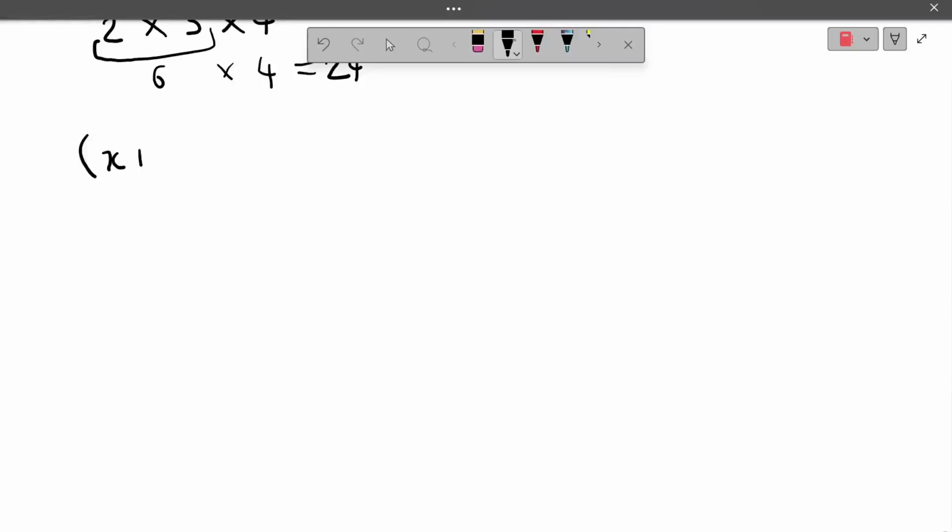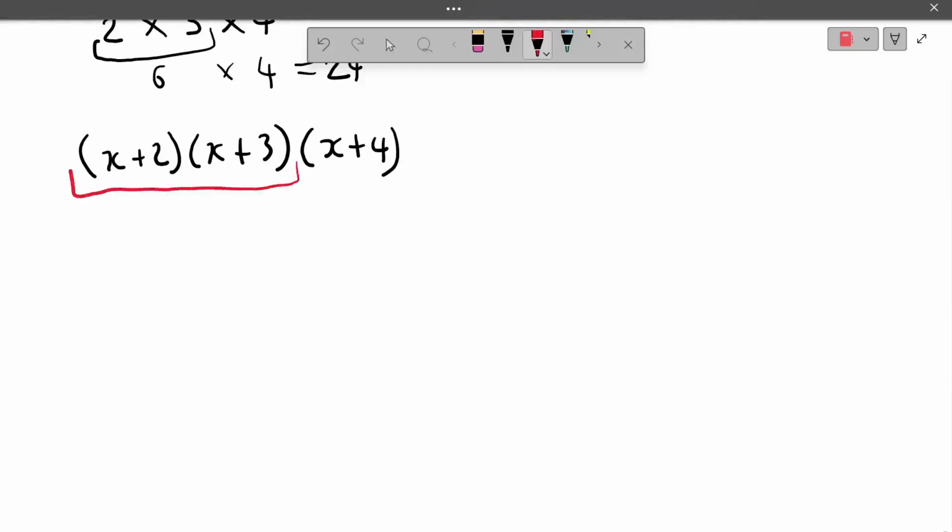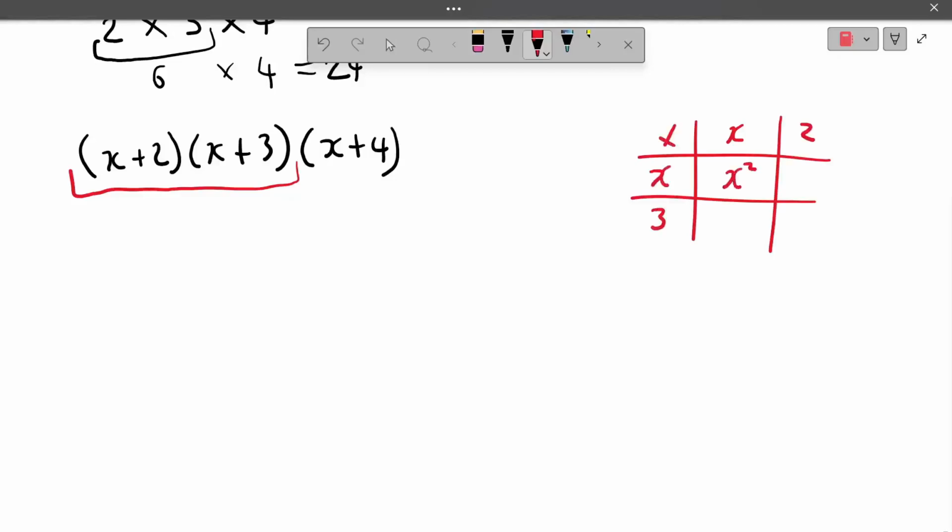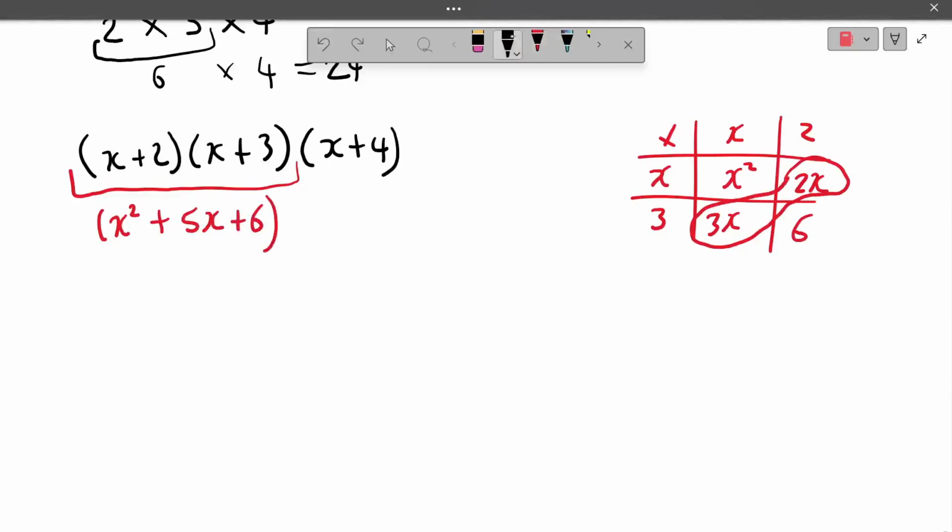So what if I had x plus 2 multiplied by x plus 3 multiplied by x plus 4? Well, what I do here is first of all work out that bit. So, do a little multiplication grid, x and 2, x and 3. x times x is x squared, x times 2 is 2x, x times 3 is 3x, and 2 times 3 is 6. So that gets you x squared plus, with these ones grouped together, 5x plus 6. And then we still have the x plus 4.